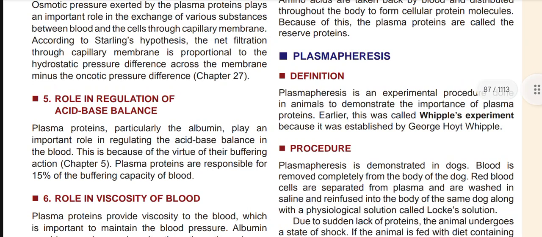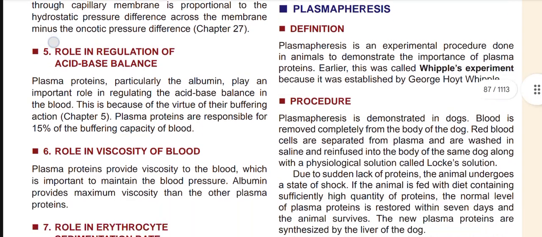First of all, this experiment was done by Mr. George Whipple. That's why it is also called Whipple's experiment. So, plasmapheresis is an experimental procedure done in animals to demonstrate the importance of plasma proteins. So, which is the experiment that is done on animals for demonstrating the importance of plasma protein? This is plasmapheresis or Whipple's experiment by George Whipple. What is the procedure?